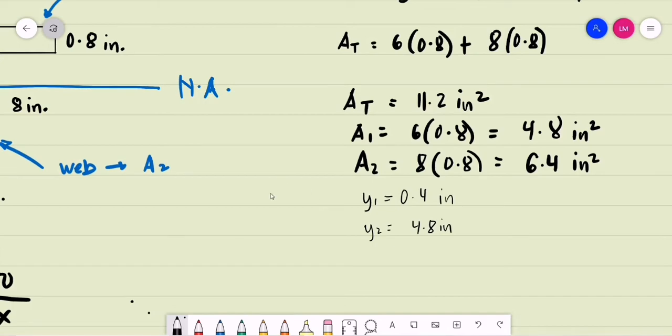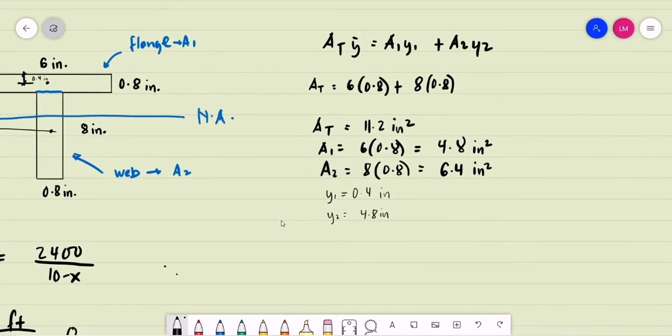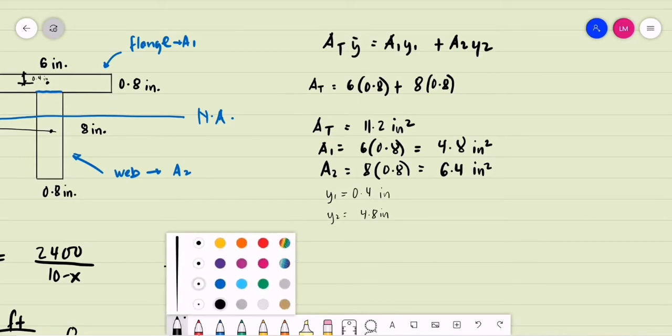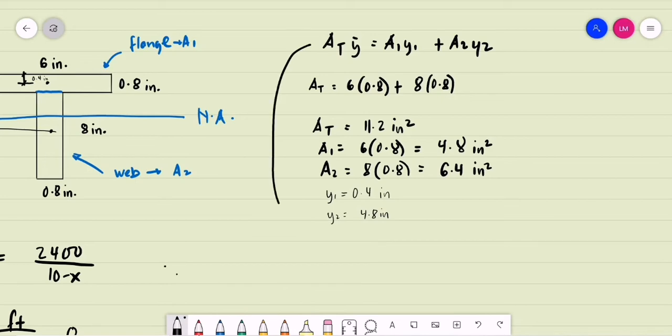So we are now to compute for the location of the neutral axis from the top of the beam. We have the total area, 11.2, multiplied by bar y is equal to area 1, 4.8, with the distance of its centroid to the top of the beam 0.4, plus area 2, 6.4 square inches, with the distance of its centroid towards the top of the beam 4.8.